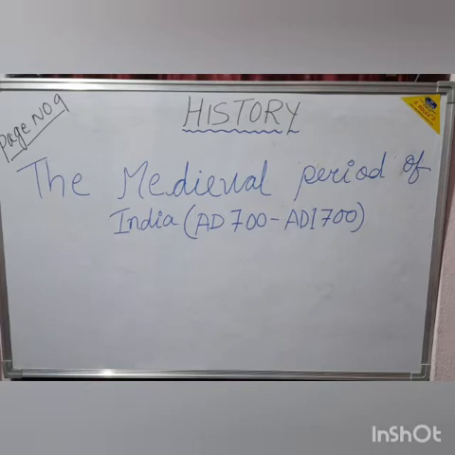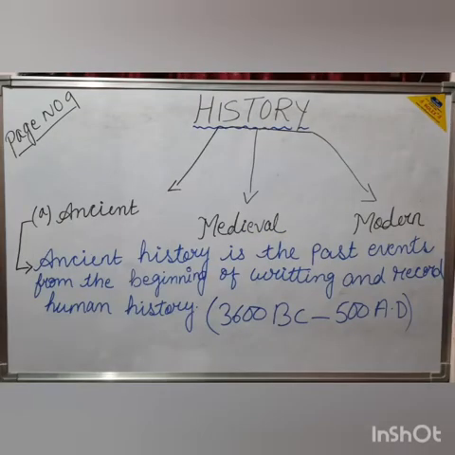History is divided into three parts, that is the ancient, medieval and the modern. We know ancient history is the past event from the beginning of writing and the record of human history. In Indian history, it is from 3600 BC to 500 AD. So already we have studied about the ancient history in the earlier class.